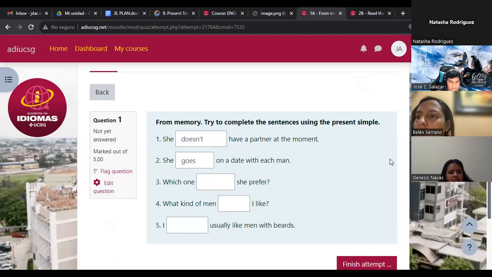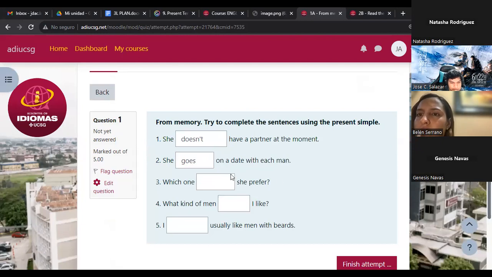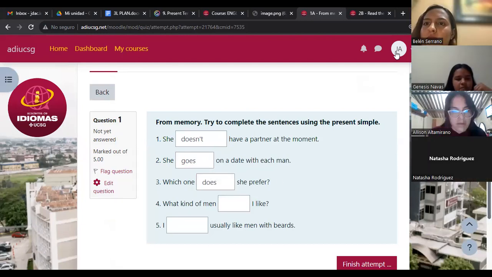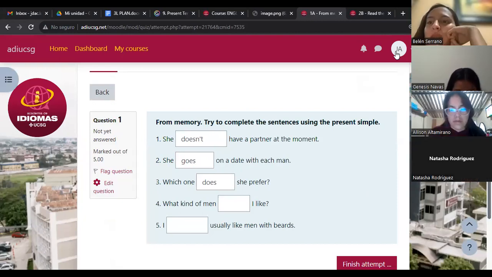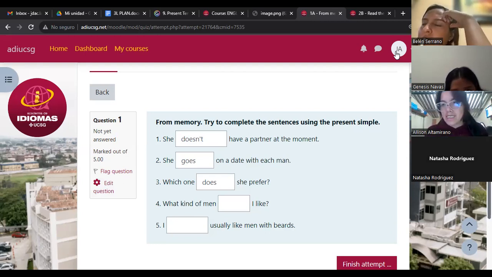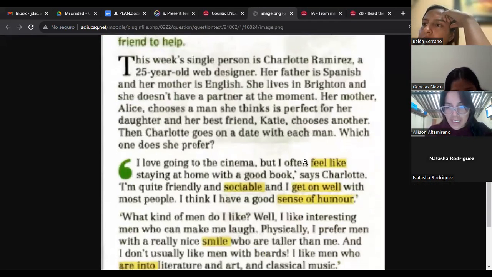Now, Genesis, can you please read number 3? Which one does she prefer? Very good. Which one does she prefer? Allison, number 4. What kind of man? Oh, no acabo de completar, Teach. Okay, let's check the answers.